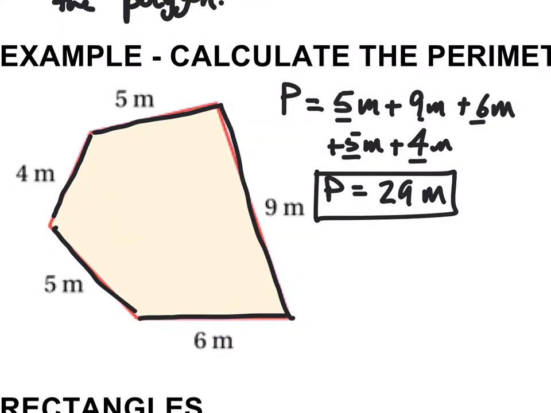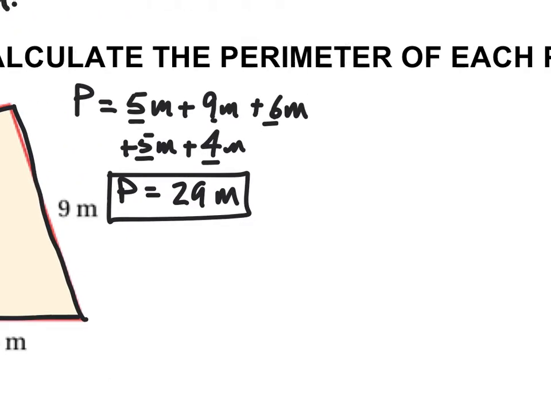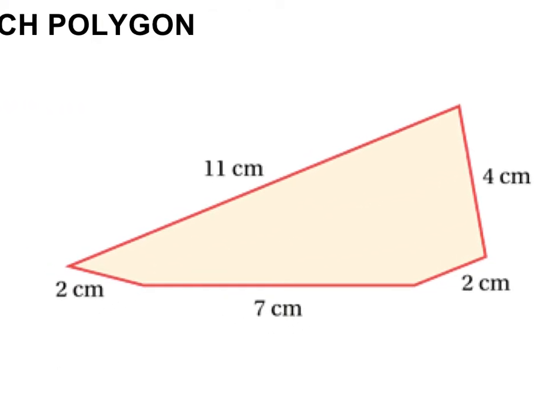Now make sure that we label what this is. Okay, because we're dealing with meters here, we want to make sure that we label that the distance around this object is labeled in meters as well. Okay, let's take a look at the next one.